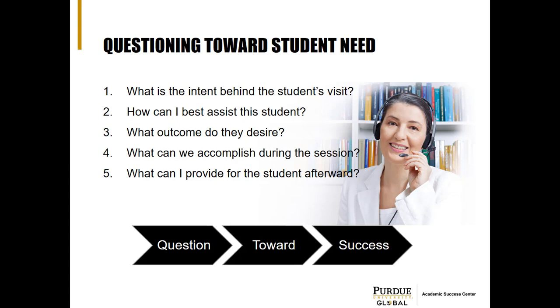In order to stay focused on the student, there are some questions to ask yourself too. For example, tutors should question the intent behind the student's visit. And questions like, how can I best assist this student? What is this student's desired outcome? What can I reasonably accomplish during the session? And what can I provide the student for after the session? Asking yourself these five questions as sort of a checklist will keep you focused on the student's need and help ensure you are providing personalized and useful support to the student.